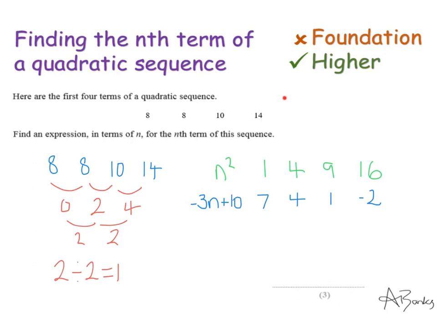So this time my quadratic sequence here is made up of the square numbers and this linear sequence, which is minus 3n plus 10. So my answer is n squared minus 3n plus 10.